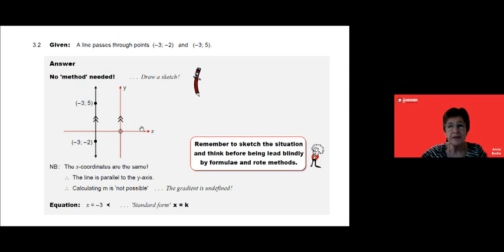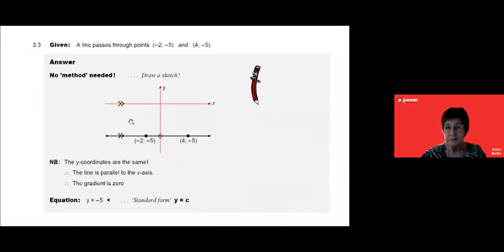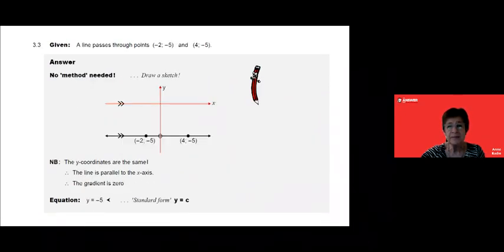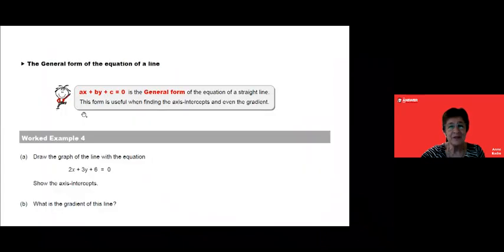So a couple of little surprise examples in between, just to remind them that the sketch is so important to do before being led blindly by formulae and rote methods. So I'll move on to, after that, there's another one of those, just to test that they're on form. And then, just like the circle has a general and a standard form, so does the equation of a line.